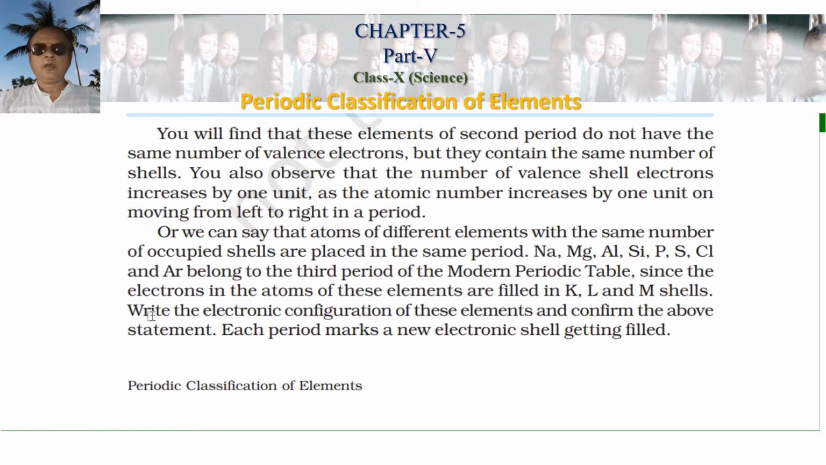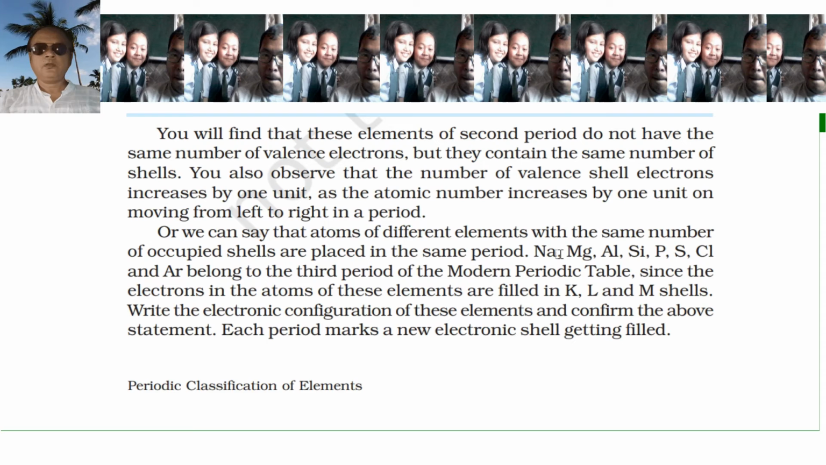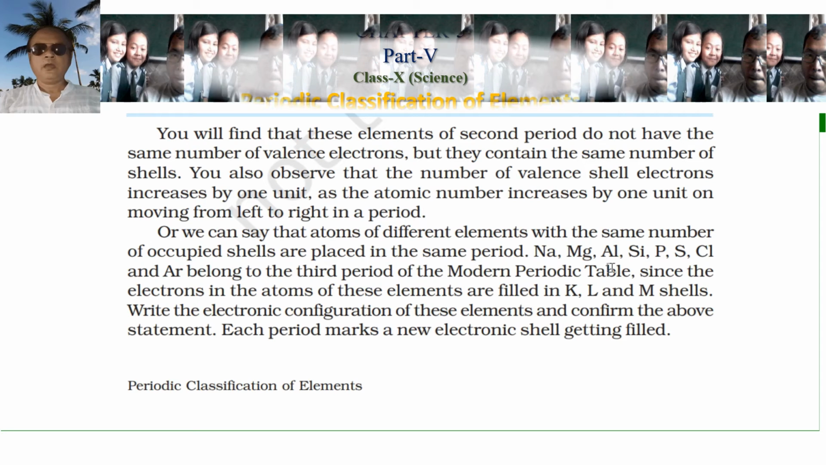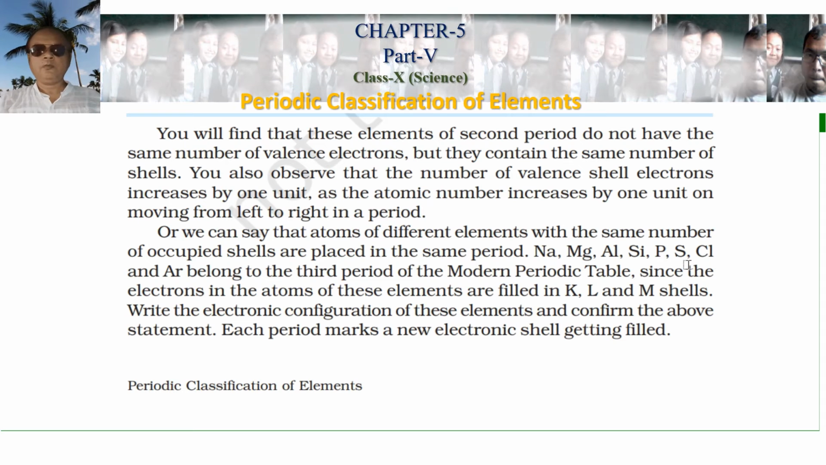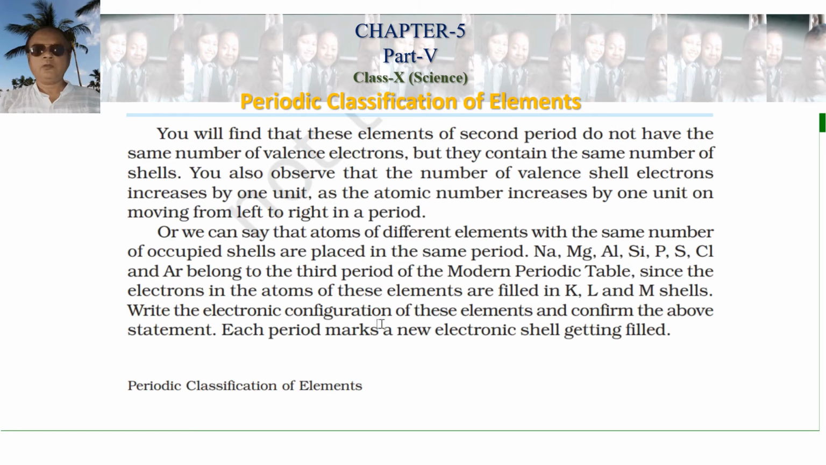So now write the electronic configuration of these elements and confirm the above statement. You can write the electronic configuration of sodium. It will be 2,8,1; magnesium 2,8,2; aluminum 2,8,3; silicon 2,8,4; phosphorus 2,8,5; sulfur 2,8,6 and chlorine 2,8,7. That is the electronic configuration.